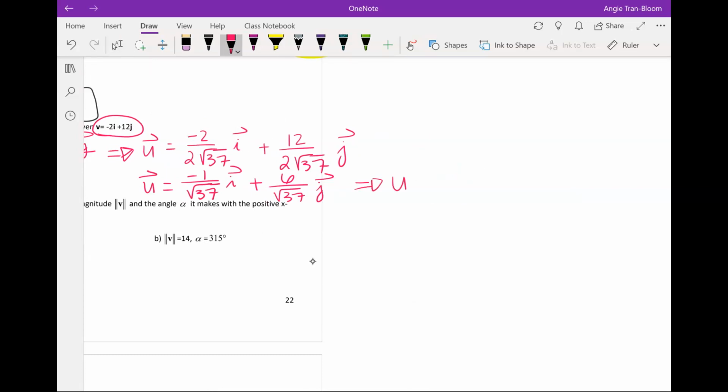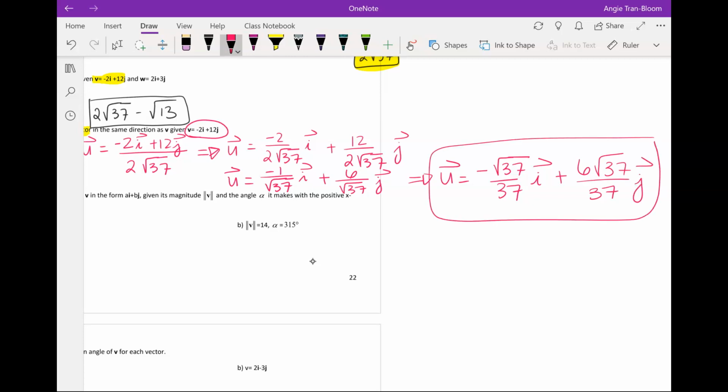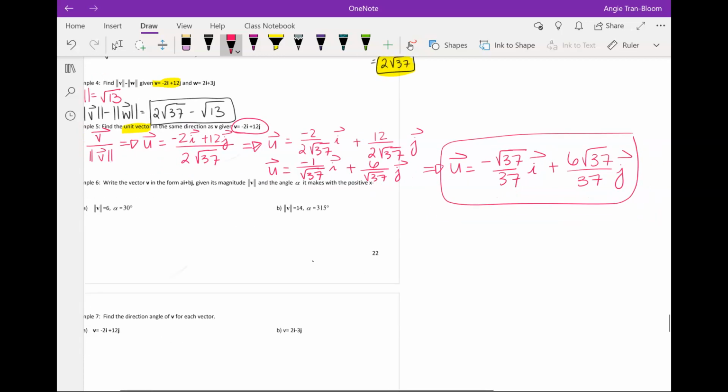What's your unit vector? Negative what? Negative rad 37 divided by 37 i plus 6 rad 37 divided by 37 j. Now, Evan had just mentioned that a unit vector, guys, has a magnitude of how much? 1.